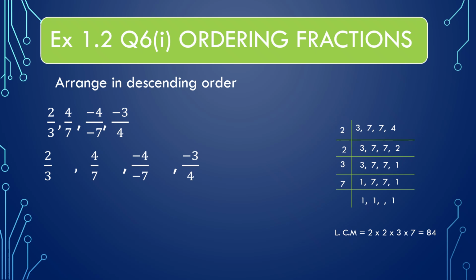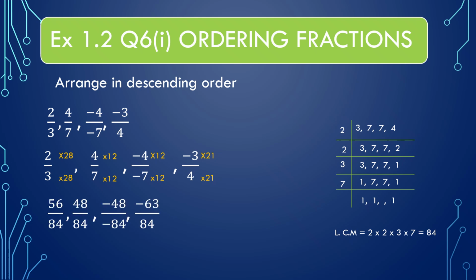It means 84 can easily be divisible by 3, 7, and 4. It means 3 into 28 is 84, 7 into 12 is 84, and 4 into 21 is 84. Now we have common denominators, which is 84. Here 2 into 28 is 56, 4 into 12 is 48, minus 4 into 12 is minus 48, and minus 3 into 21 is minus 63.